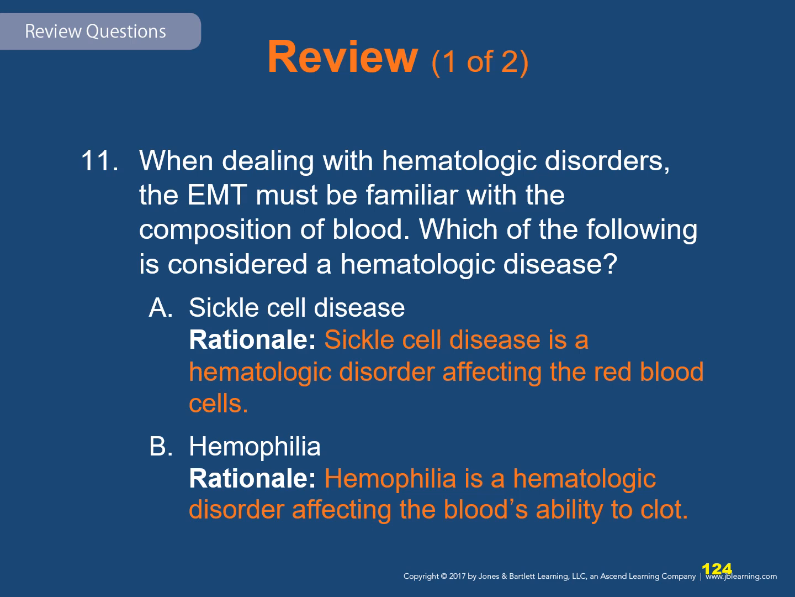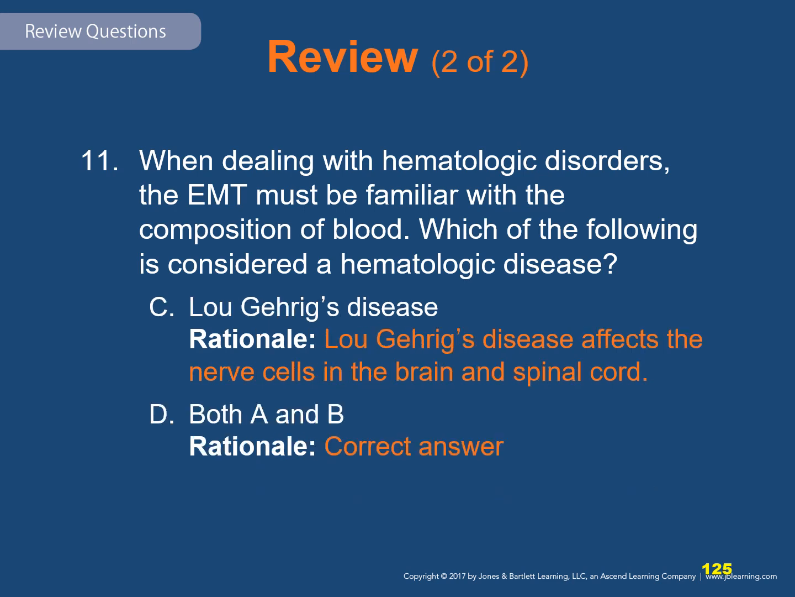Hemophilia, it's built right in the name. Hemophilia is a hematologic disorder, and it affects the blood's ability to clot. In other words, it either is very limited or ultimately cannot. C, Lou Gehrig's disease. This affects the nerve cells in the brain and spinal cord. That is definitely not a hematologic disease.